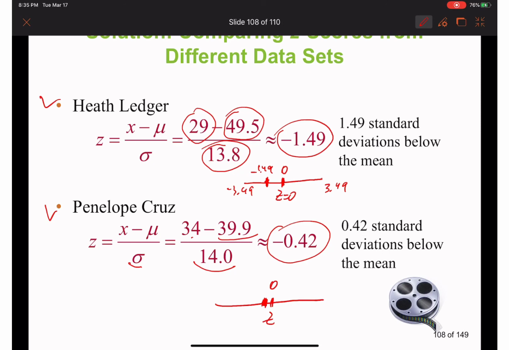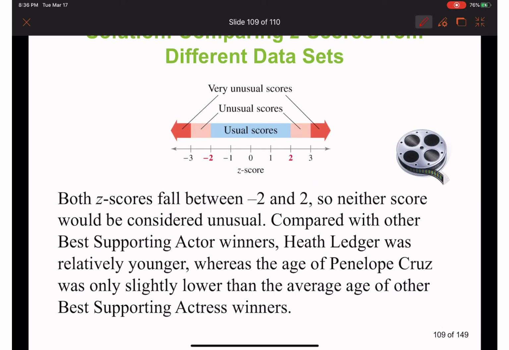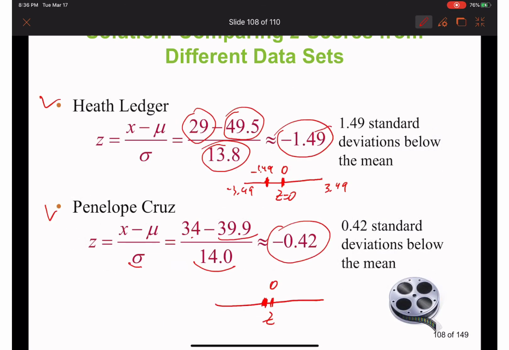That's the comparison of these scores. And here, both these scores fall between negative 2 and 2. If we look here, negative 1.49 is greater than negative 2, and negative 0.42 is also greater than negative 2.